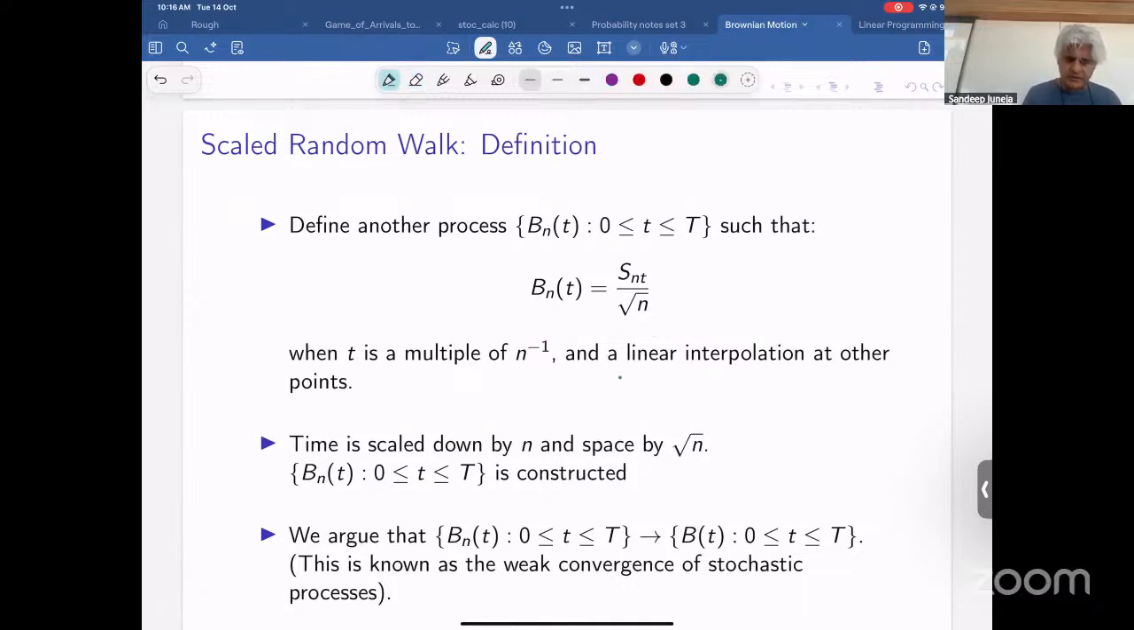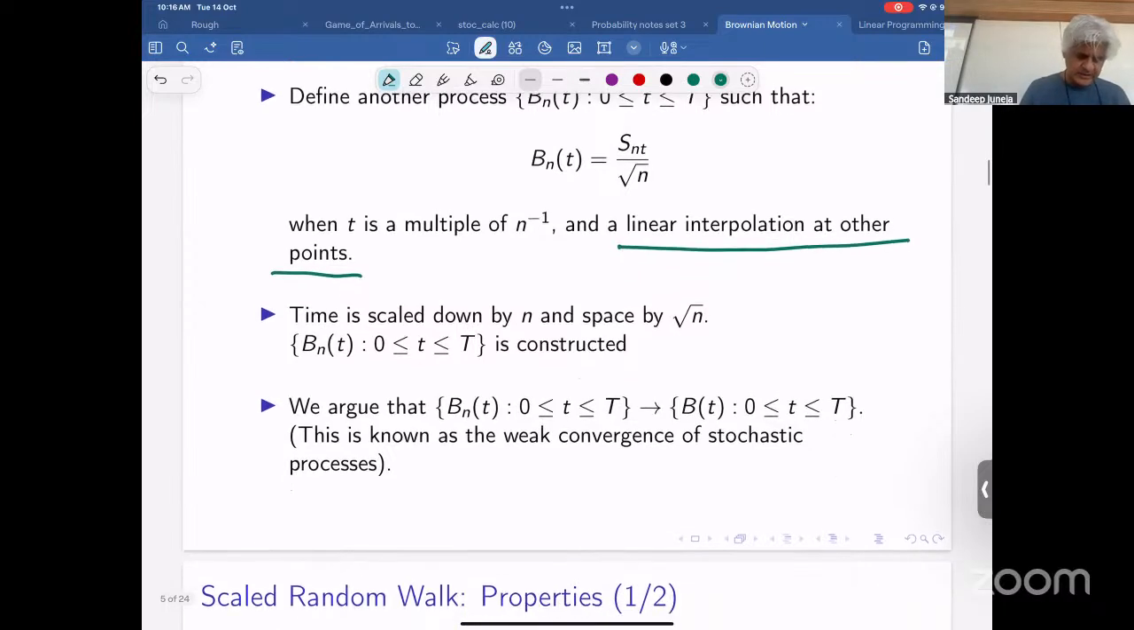And in between, just take a linear interpolation at other points. Just connect linearly. So at least you have a continuous path. So for every n, you get a continuous path. And then it's hard work to show that in the limit also you'll have a continuous path, that such a thing will exist. But that's the work we will not do.